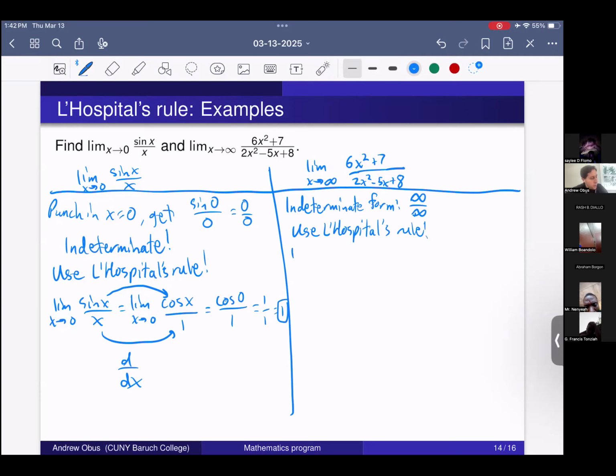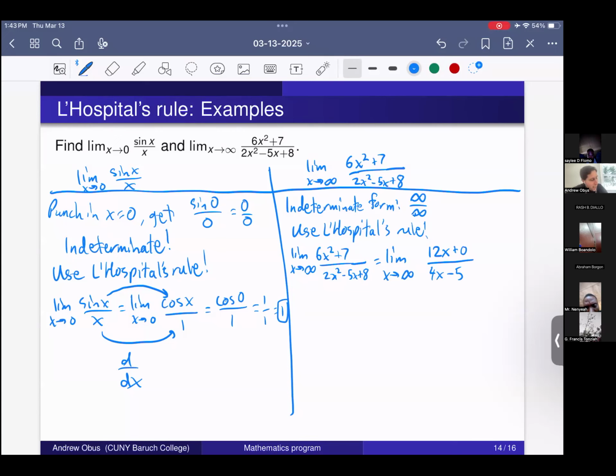So we take the derivative of the top and the bottom. So the limit as x approaches infinity of 6x squared plus 7 over 2x squared minus 5x plus 8. Well, this is equal to the limit as x approaches infinity of, so the derivative of the numerator is 12x, right, plus 0. And the derivative of the denominator is, well, the 2x squared becomes 4x, and the 5x becomes minus 5, right? 12x over 4x minus 5.